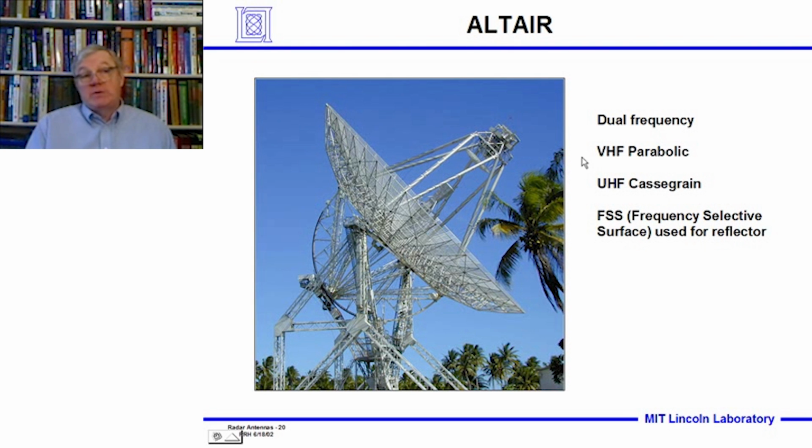But this particular antenna is 45.7 meters across, 880,000 pounds, 440 tons. It uses both parabolic and Cassegrain feeds. So it's an interesting example for you to see.